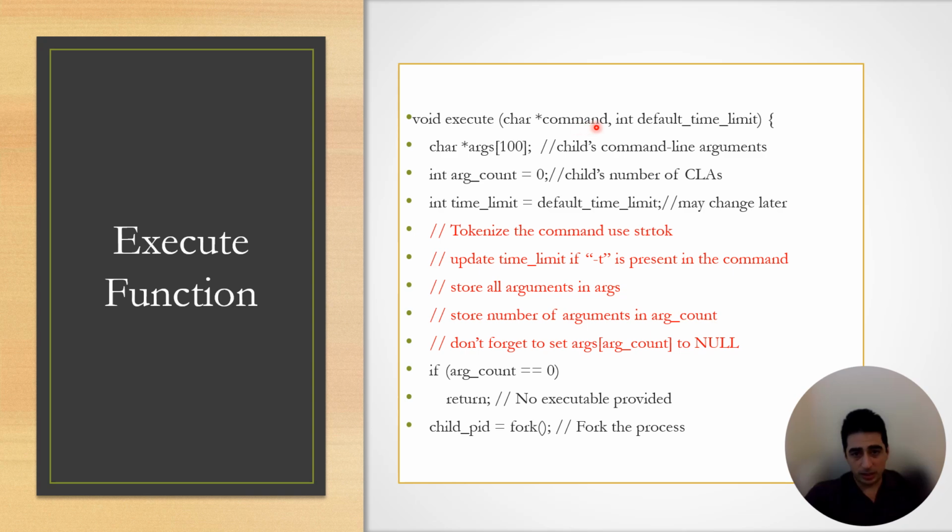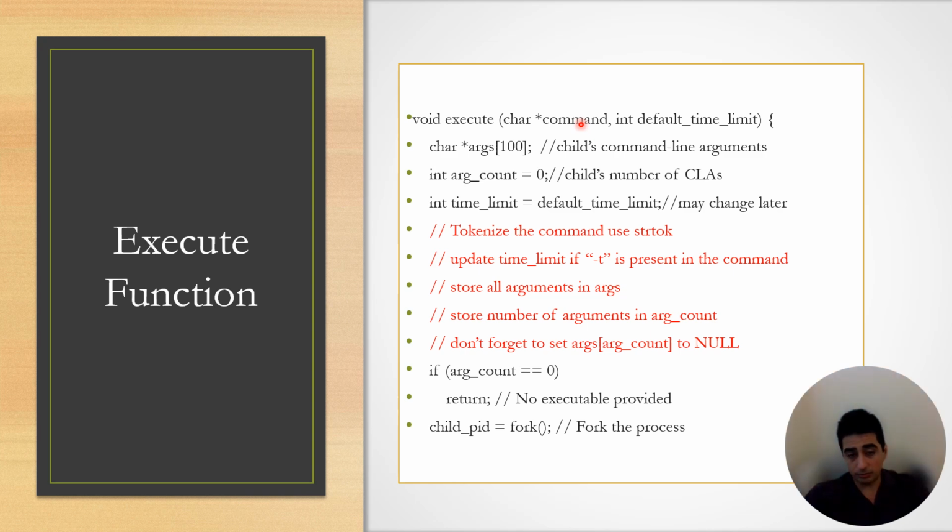The first parameter is the command itself. The second parameter is an integer set to the default time limit. And then I have defined some local variables, like an array of 100 arguments. The reason I chose 100 is because I assume the child is not going to have more than 100 arguments, which is a reasonable assumption. And then I define the placeholder for the arg count, whatever the number of arguments is for the child. And then there's a time limit, which is initialized to the default time limit, but it may change later based on how the command looks.